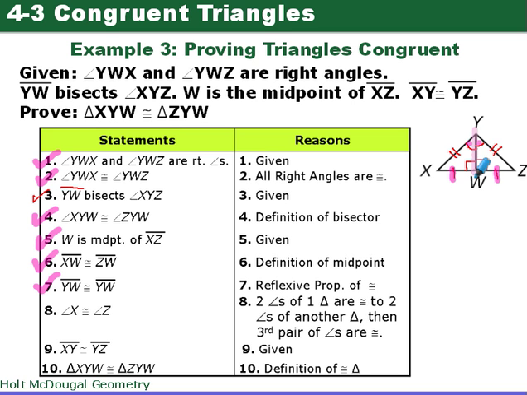And then we have angle X is congruent to angle Z, because if two angles of one triangle are congruent to two angles of another triangle, the third pair of angles are congruent. What's that theorem called? That's the third angle theorem. And now we're down to the segments XY is congruent to YZ, and that was also a given.